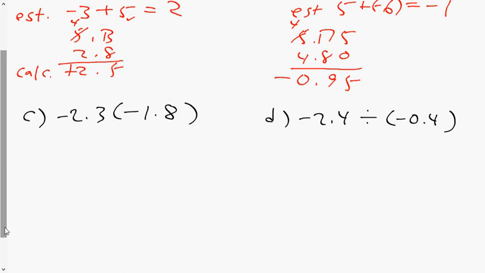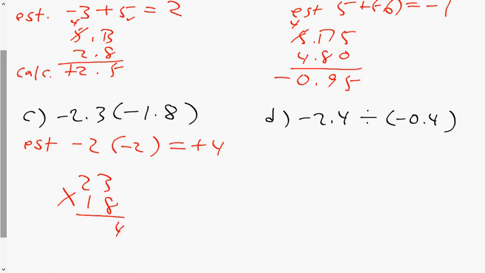Our next question is the multiplication, so our estimation will be negative 2 times negative 2, which is going to be a positive 4 estimation. Now that we have our estimation, we can drop the negatives, we can drop the decimals, we don't need either one of them anymore. Multiply those out.